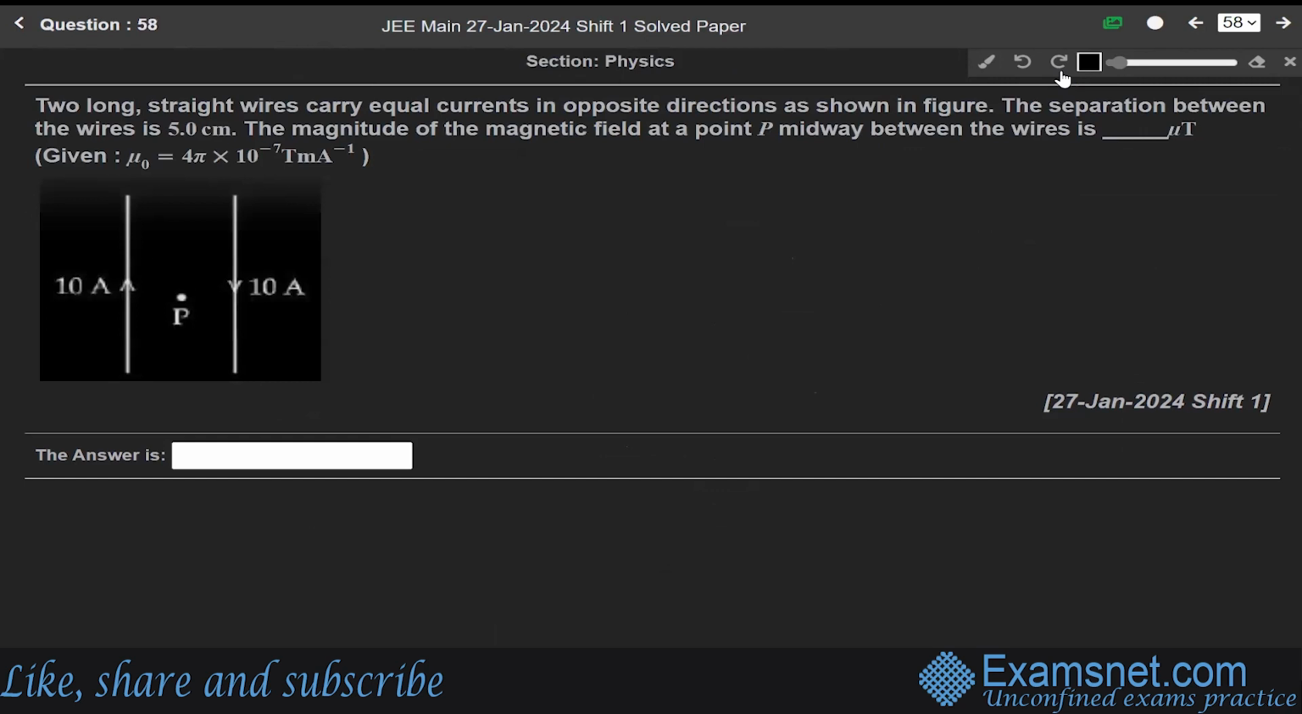Now next question, question number 58. This question says that there are two long straight wires carrying equal currents in opposite directions as shown in the figure. The separation between the wires is 5.0 centimeter. The magnitude of the magnetic field at a point P midway between the wires is, we have to find the magnetic field. So this question is from the chapter of magnetic effects of current and magnetism.